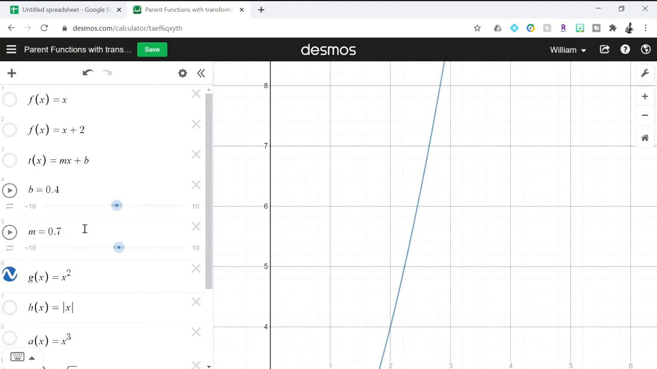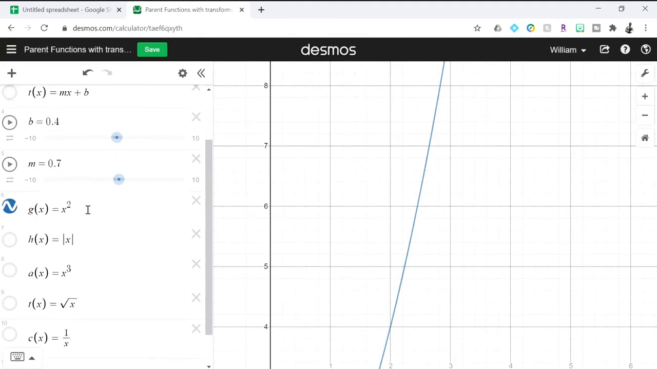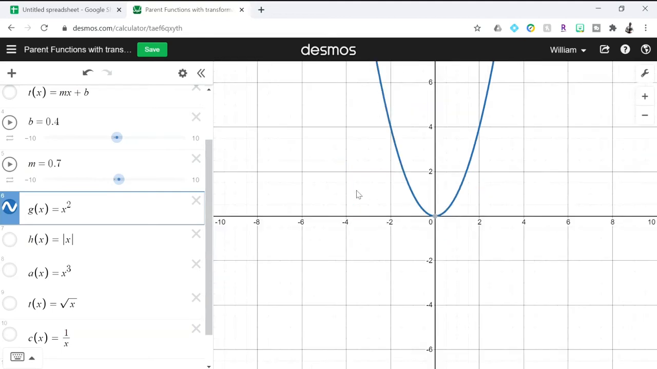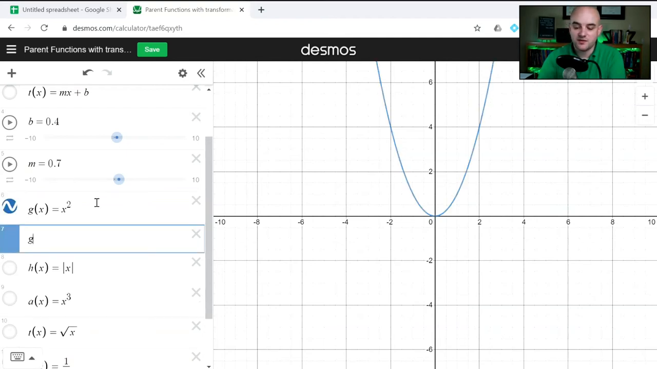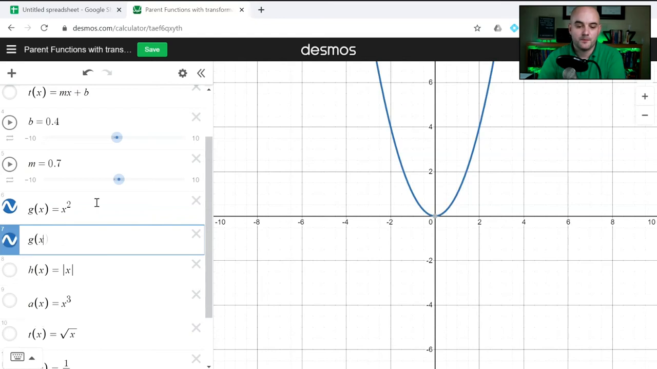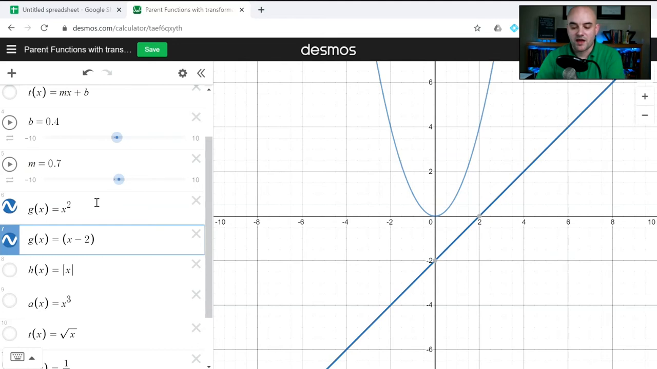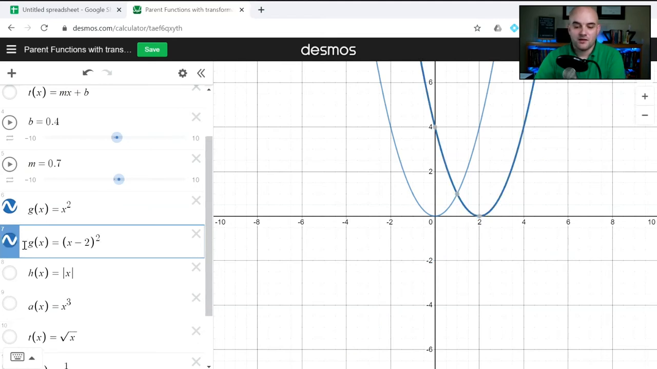So in Desmos, let's look at this. Here's my x squared, and it's already graphed. Let's take it back to the home screen here. And I want to graph that transformation. Let's say g of x is equal to, and let's just do the x minus 2, and I'm going to square that. Now let's make it a different color so we can see what's going on. So that's the one we're talking about right here.